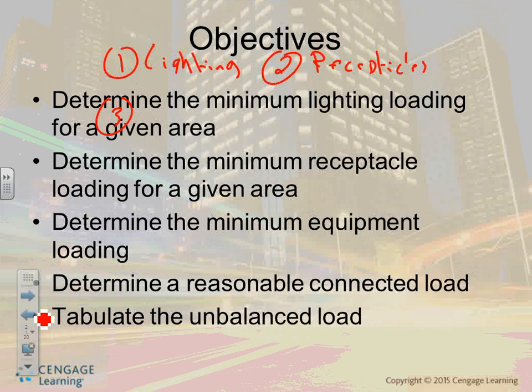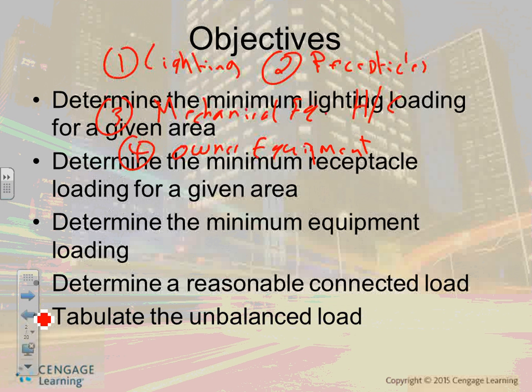Every building you walk into, there will be a chunk of load for lighting, a chunk of load for receptacles, and a chunk of load for mechanical equipment. This includes the heating and cooling system. These are the 3 major chunks of loads that you'll find in any building. And a fourth one would be owner equipment.